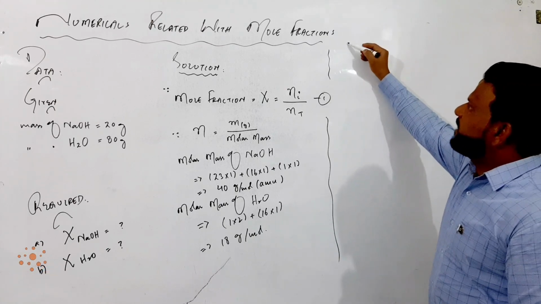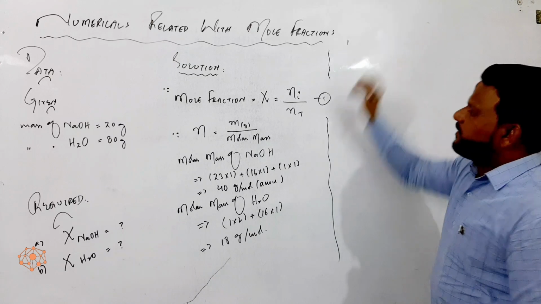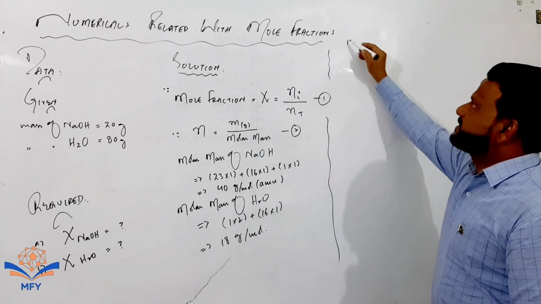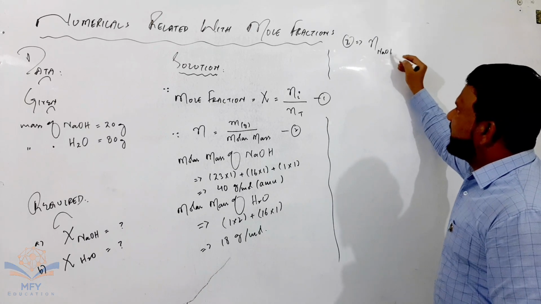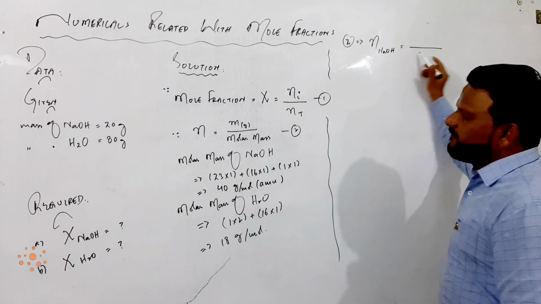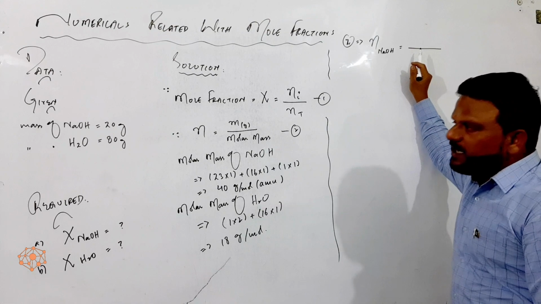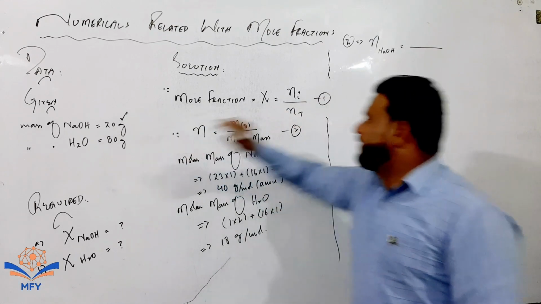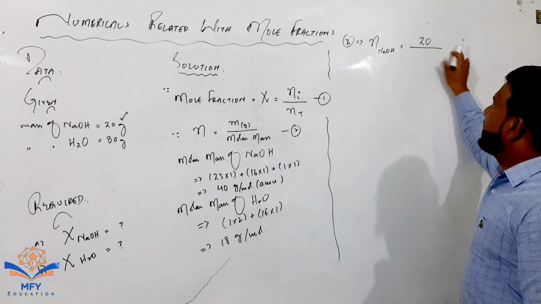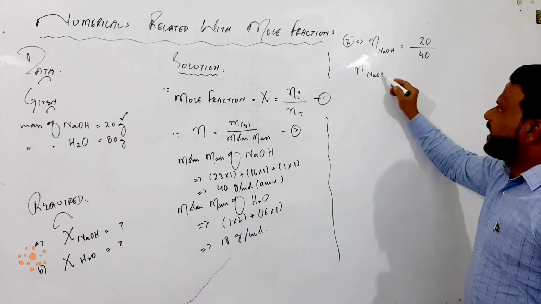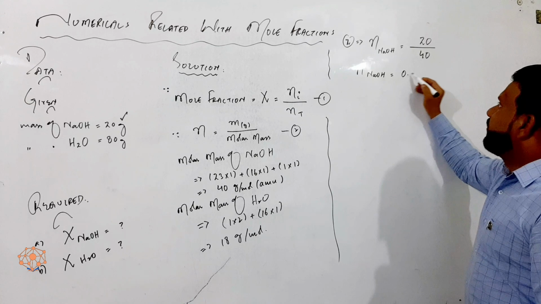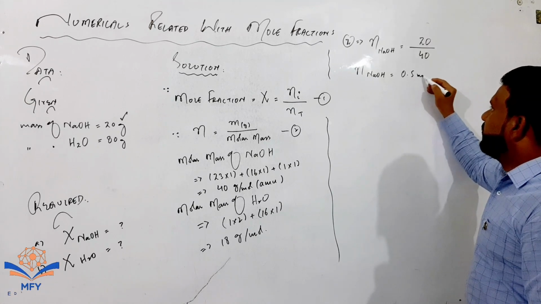Now equation number 2 implies moles of NaOH can be calculated by given mass divided by molar mass. Given mass is 20, so 20 divided by 40. It means that moles of NaOH becomes 0.5 moles.